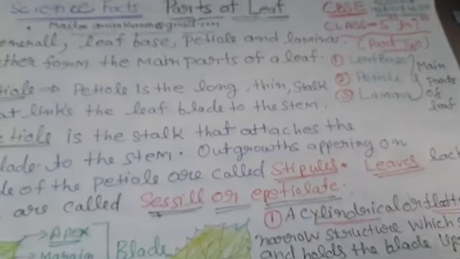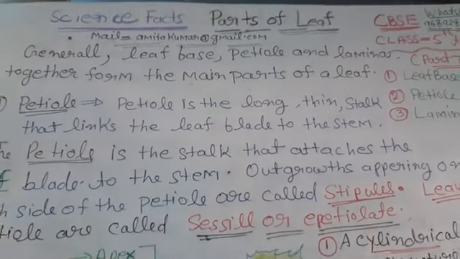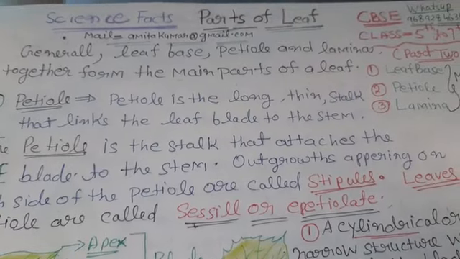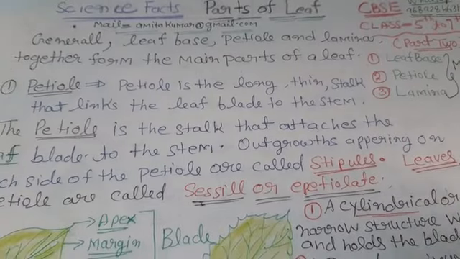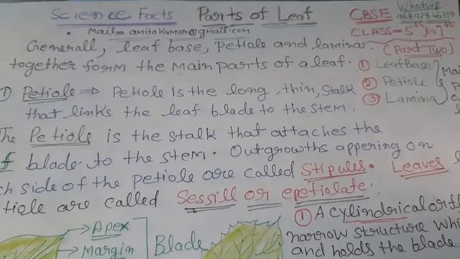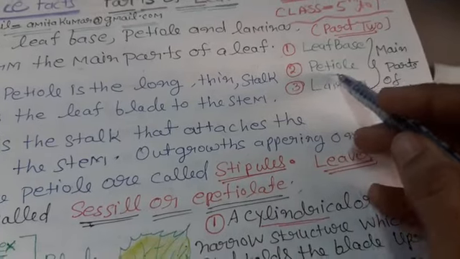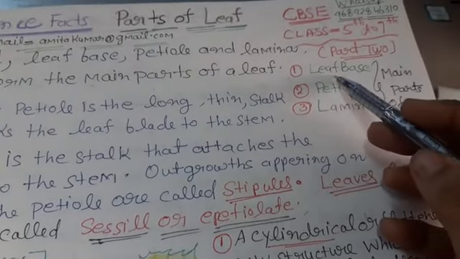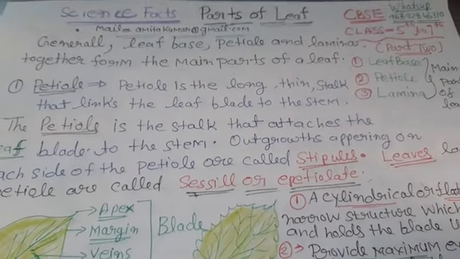Today's topic is parts of leaf, part 2. Part 1 discussed the leaf base, and I will put the previous video link in the video description box. You can easily find it. Here we will discuss the petiole, the second part of the leaf. The three main parts of a leaf are the leaf base, petiole and lamina. The leaf base was already discussed in part 1.